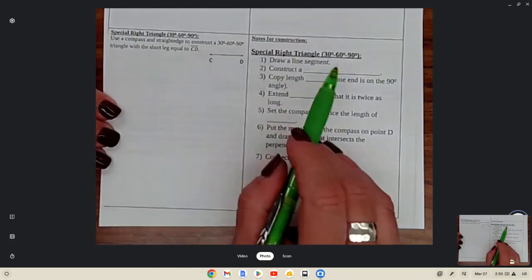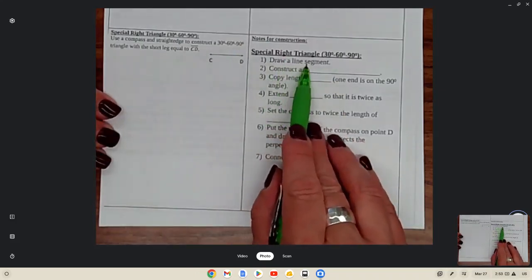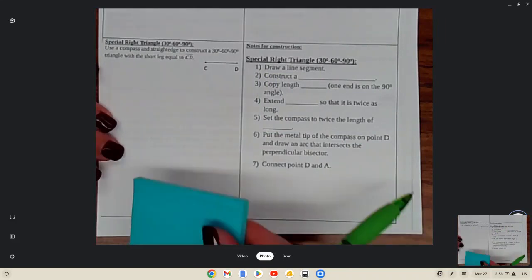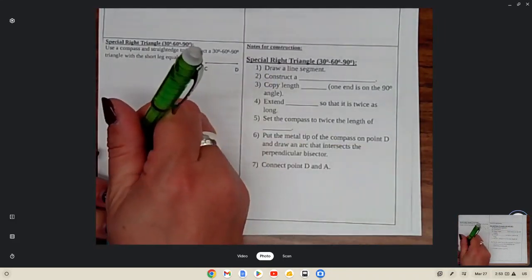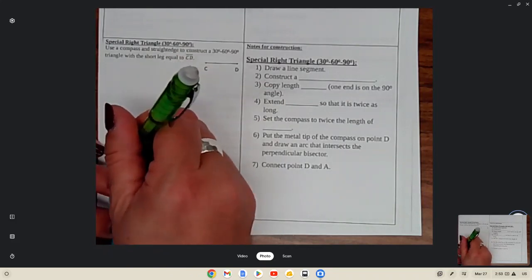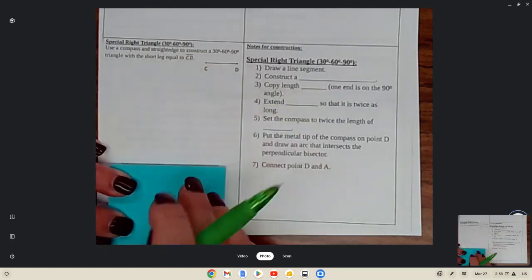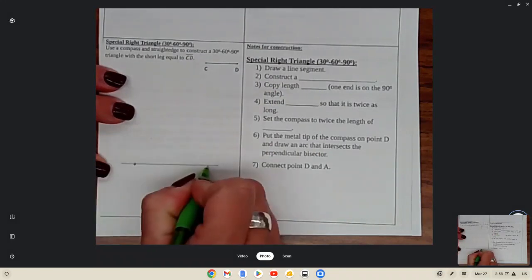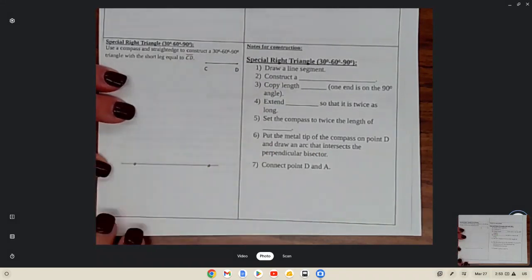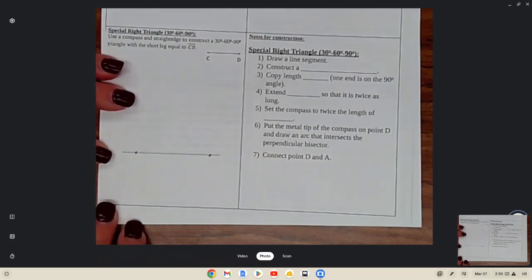Okay. So first thing, draw a line segment. That should be easy enough. So just use your straight edge, draw a line segment. I would draw it a little bit lower, just so you have some room above that to work. So I'm just going to do that. Okay.